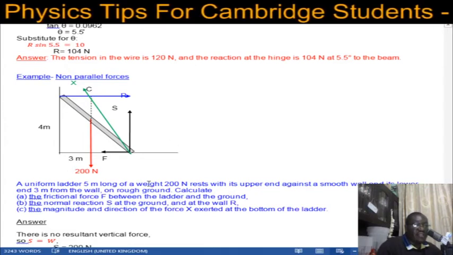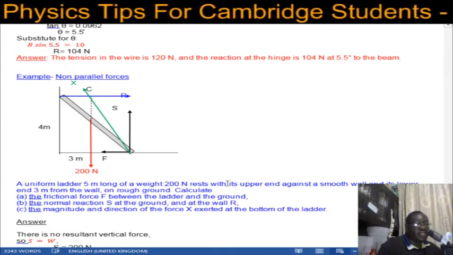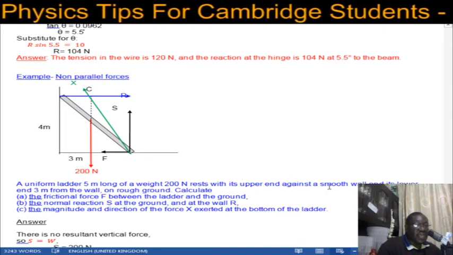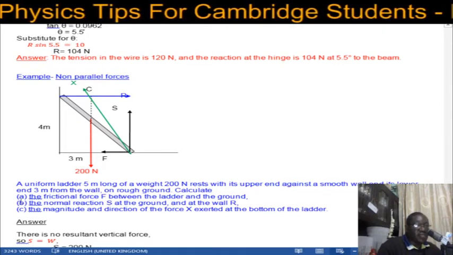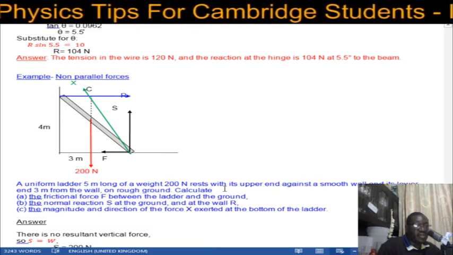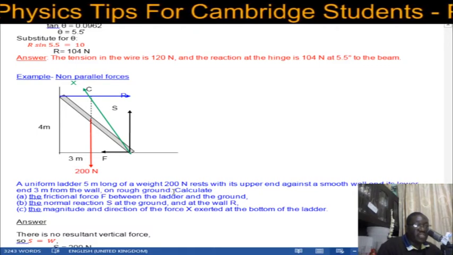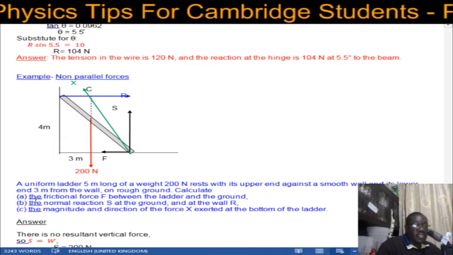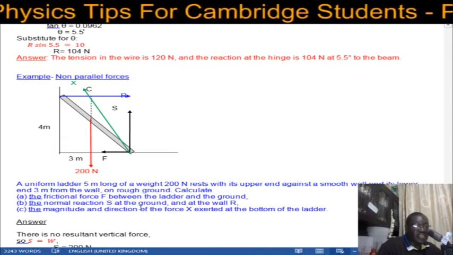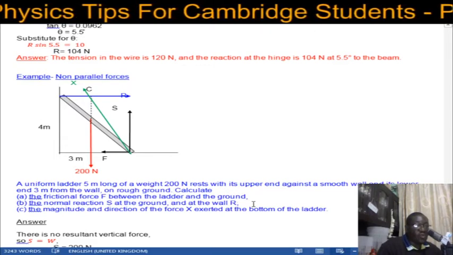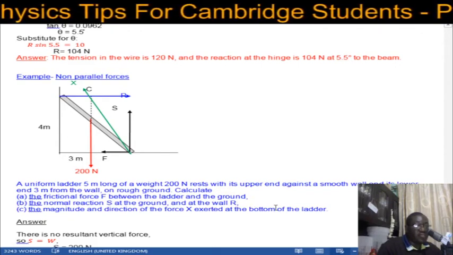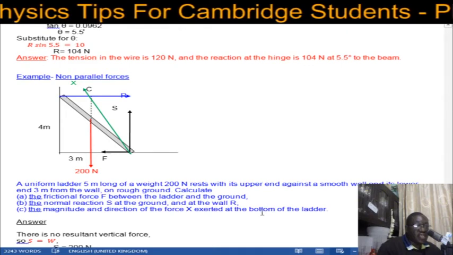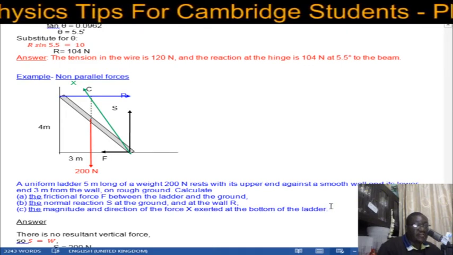A uniform ladder 5 meters long of a weight 200 newtons rests with its upper end against a smooth wall and its lower end at 3 meters from the wall on rough ground. Calculate the frictional force F between the ladder and the ground. And then B, the normal reaction S at the ground and at the wall. And then C, the magnitude and direction of the force X exerted at the bottom end of the ladder.